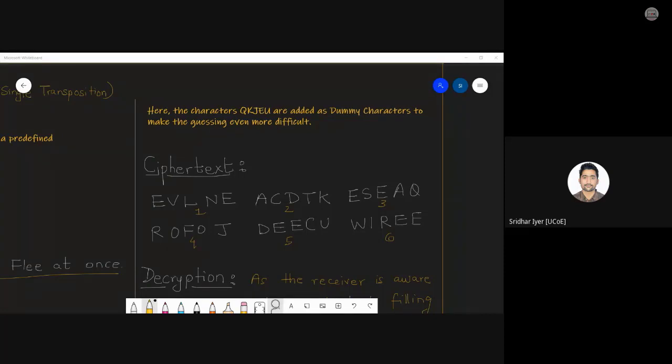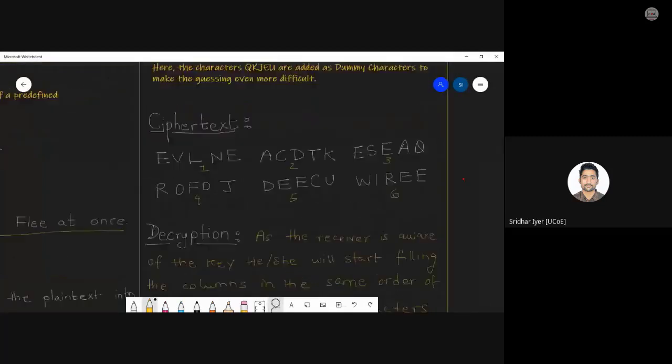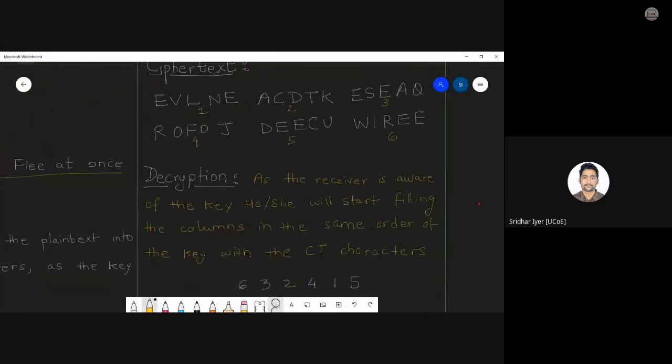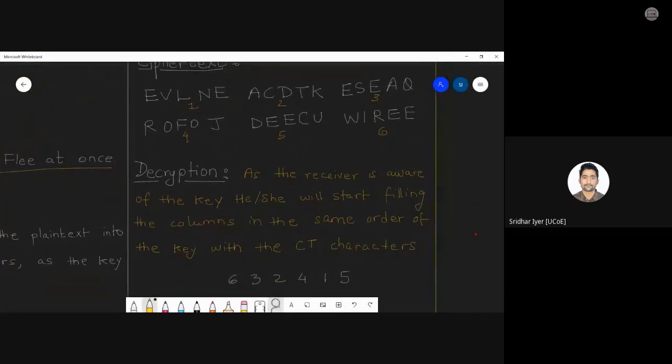The receiver knows that we are having the keyword as zebras. So the receiver will have the same key with him or her also. Fine. So according to the same key, it will be written column wise. Correct. What the receiver does is, the receiver simply writes down the key on a piece of paper, whatever column he received first.